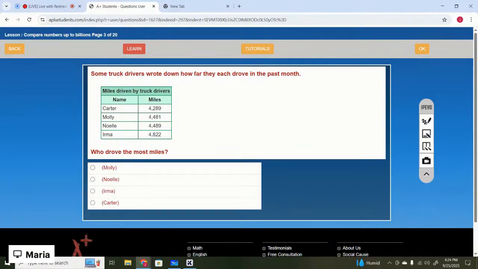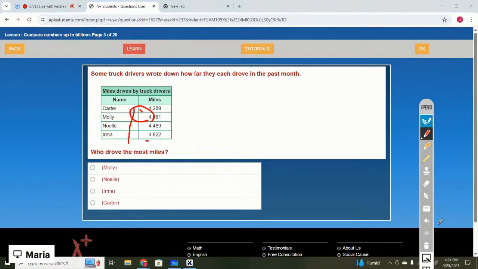Okay, some truck drivers wrote down how far they each drove in the past month. Who drove the most miles? So you need to find out the one who drove the most. Look at the digits at the highest place value. They all are 4. Now look at the digits at the hundreds position: 2, 4, 4, 8. 8 is the highest among all. So 4,822 is greater than the rest of the numbers. Got it?